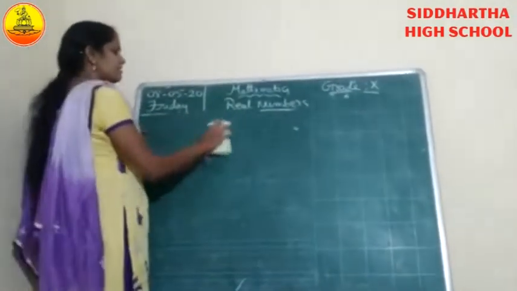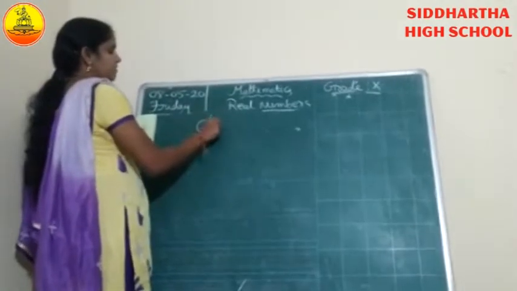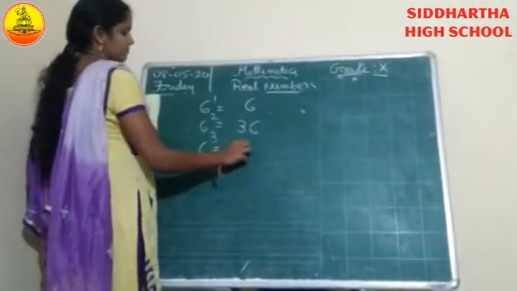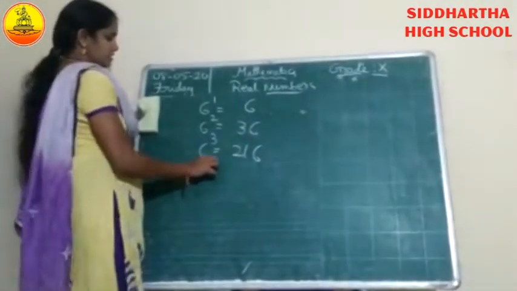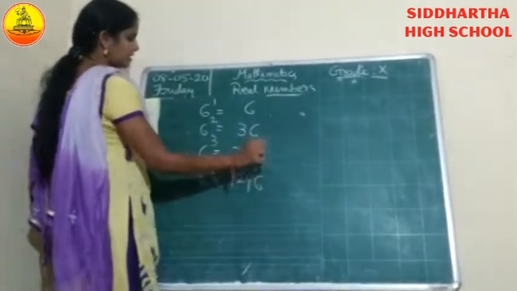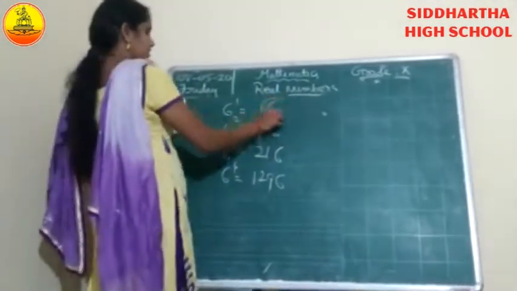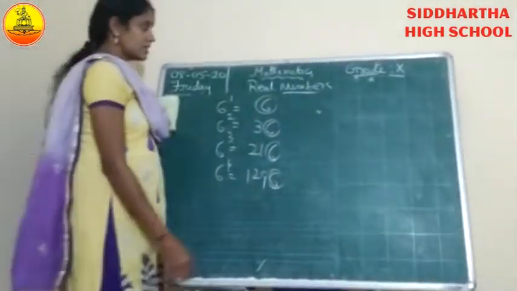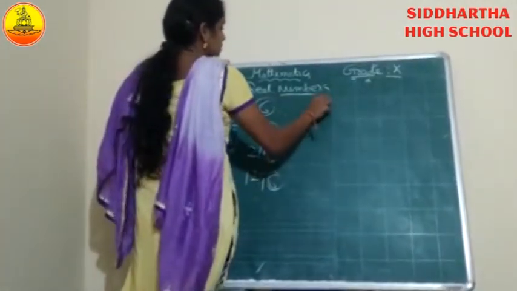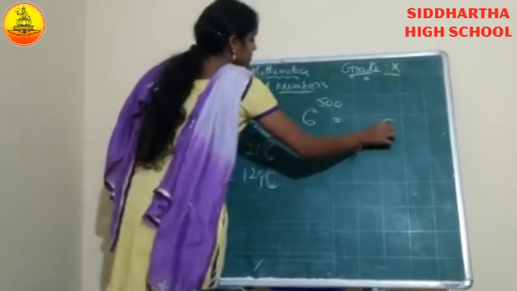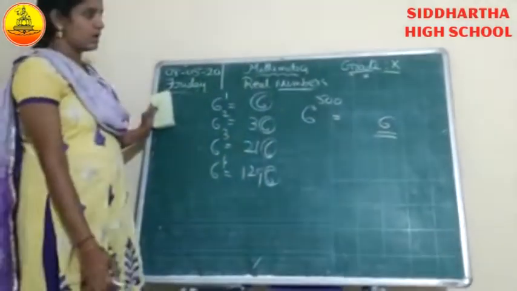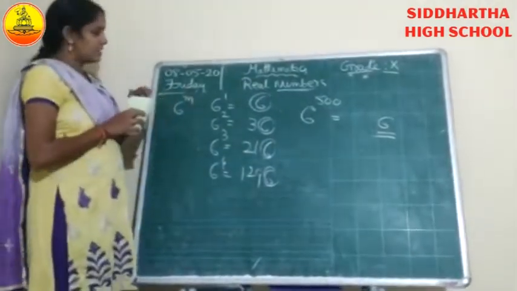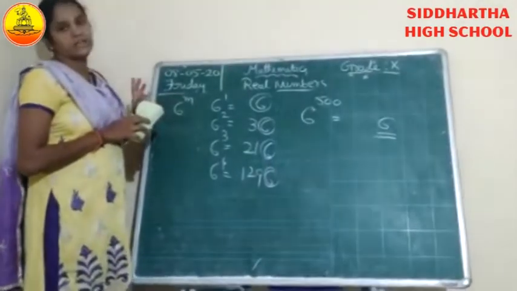In the same way, we can say for 6 also. 6 power 1 is 6, 6 power 2 is 36, 6 power 3 is 216, 6 power 4 is 1296. Every time you observe, the digit in ones place of 6 power anything is 6. So the digit in ones place of 6 power 500 is 6. The digit in ones place of 6 power m is always 6, where m is a positive integer.